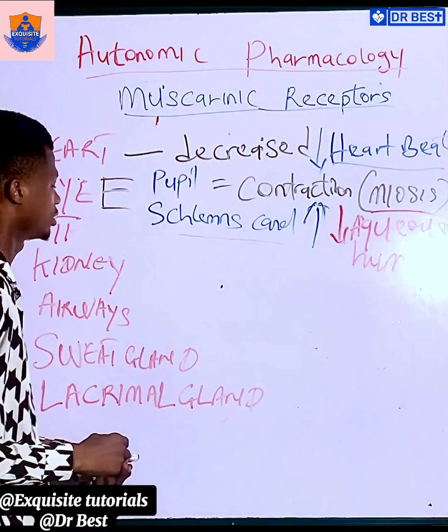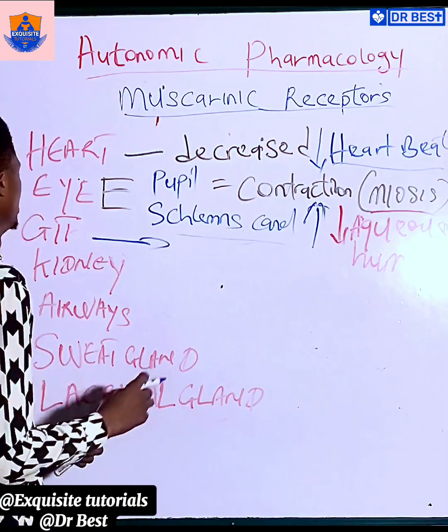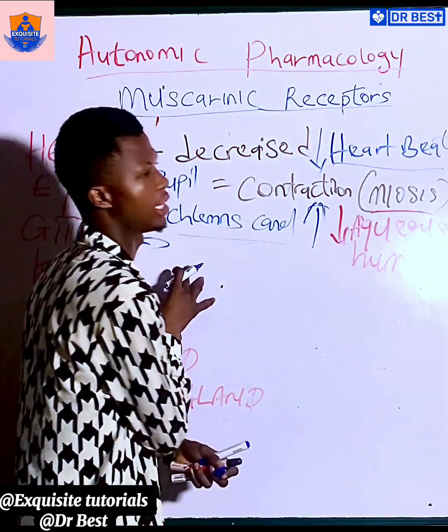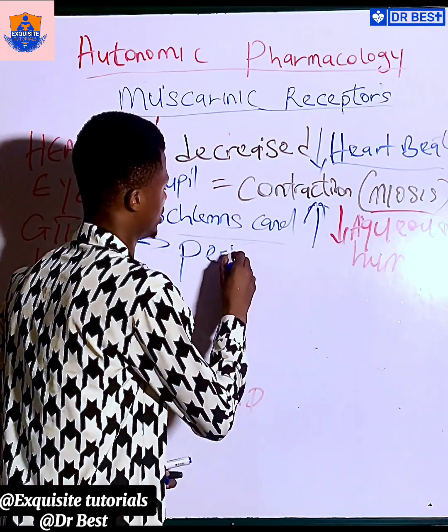Yeah, it's going to cause a decreased aqueous humor. Now let's talk about the GIT. When muscarinic receptors are stimulated in the GIT, it's going to lead to increased peristalsis.